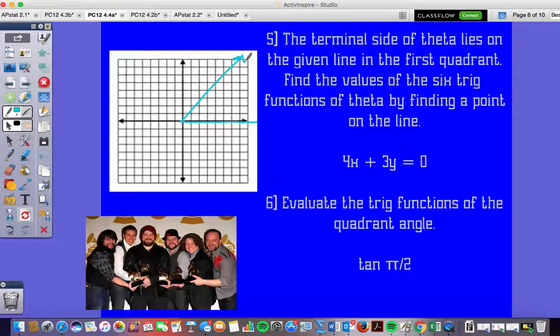It says find the values of the 6 trig functions of theta by finding a point on the line. Well, what we have now, because we're trying to find the 6 trig functions, is we've got our 90-degree triangle, and this is theta. The question is how do I find my adjacent and opposite? That's the question. But what I've got to do is get this to where it's a line, or where I have a slope.